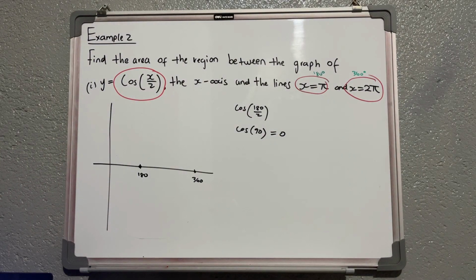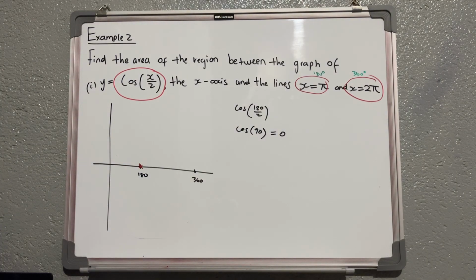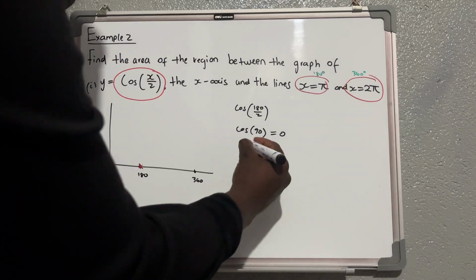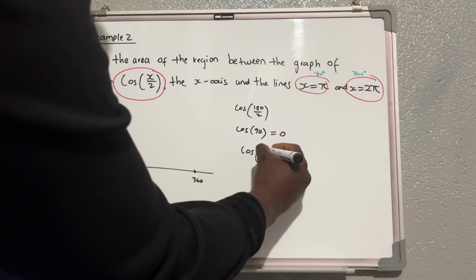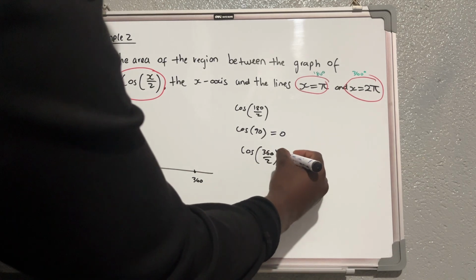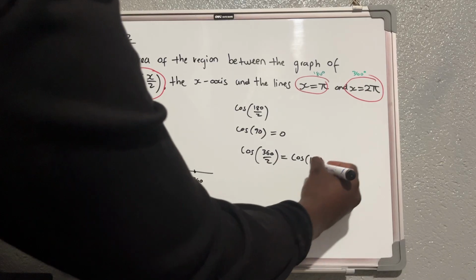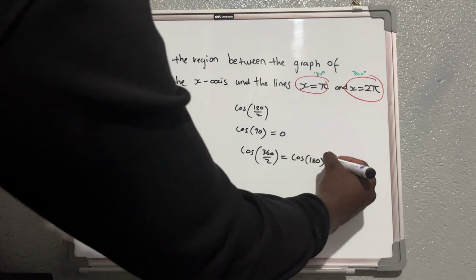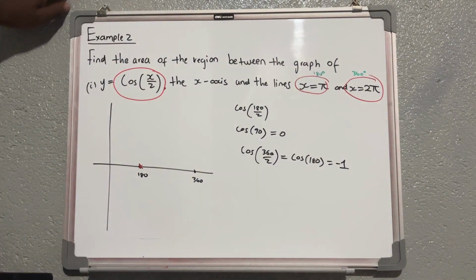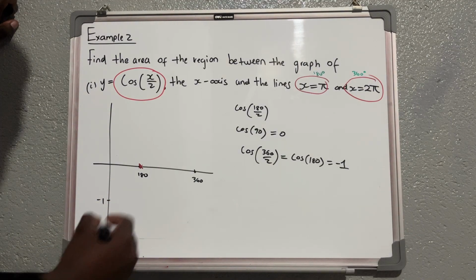Then it means you now have to indicate that the 0 within the graph is going to be there. Then you go and say for the second one, you have cos of 360 divided by 2. This is the same as having cos of 180. Cos of 180 gives you minus 1. Then minus 1, you can say it's going to be somewhere there.